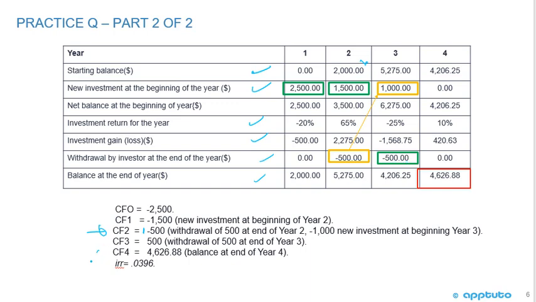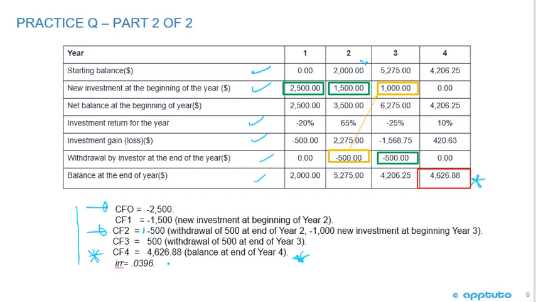But this was the issue with this problem, that we didn't have the balance at the end of year 4. So we have to work through the whole table with our gains and losses and our additions and our withdrawals to get that number so that we can input the CF4. Once we've got that, then we're just using the IRR cash flow functionality on the calculator. CF0, negative 2,500. CF1, negative 1,500. CF2, as I told you, those are combined for a negative 500. CF3, 500 back to us.